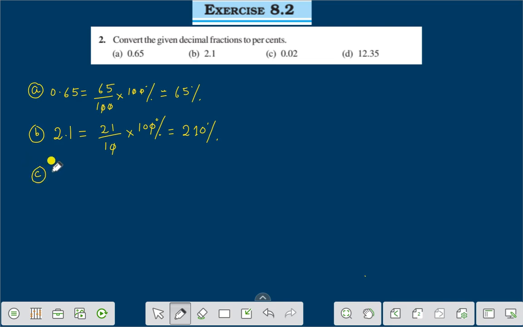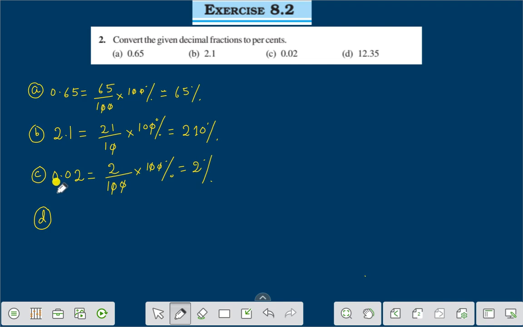Now C is 0.02. That is equal to 2 divided by 100 into 100%. Then this 0 will be cut, this 0 will be cut, and we will get 2%.